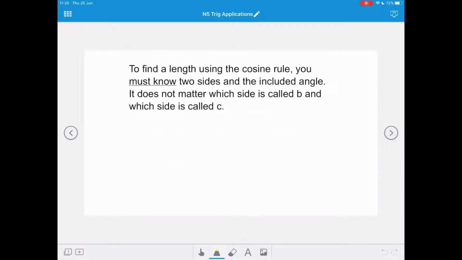So to find a length using the cosine rule, you must know two sides and the included angle, and it doesn't matter which side is called B and which side is called C as long as they are adjacent to the angle.